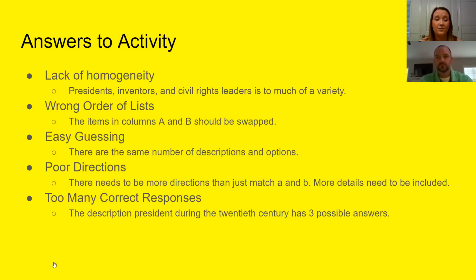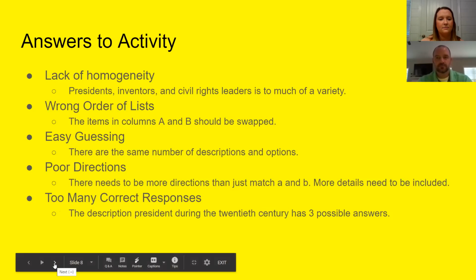And the directions, all the directions say is match A and B. There needs to be more detail for that one. And then there are too many correct responses. As I mentioned, the very first one said just the president in the 20th century. There were 3 answers that could have been correct for the president in the 20th century. So it was just a little too confusing for students.